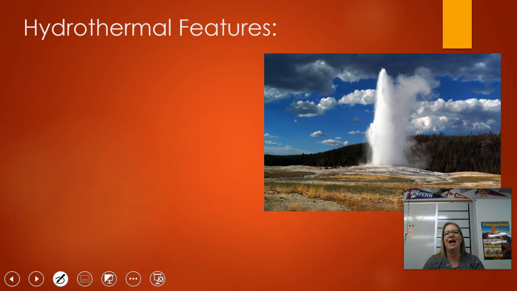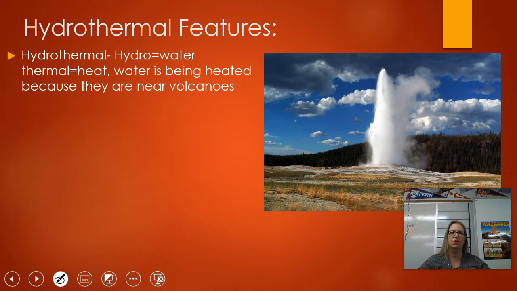We also get a lot of hydrothermal features from this volcanic activity, okay? So hydrothermal, let's break that down. Hydro means water and thermal means heat. So basically this is water that's being heated because it's close to a volcano. So you might have a magma chamber surrounded by rock, and then you might have an aquifer, which is a collection of groundwater, close to that.